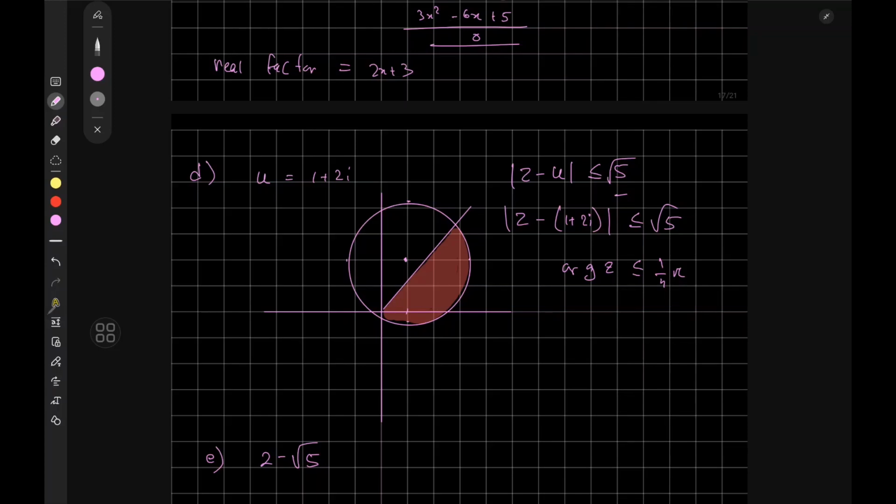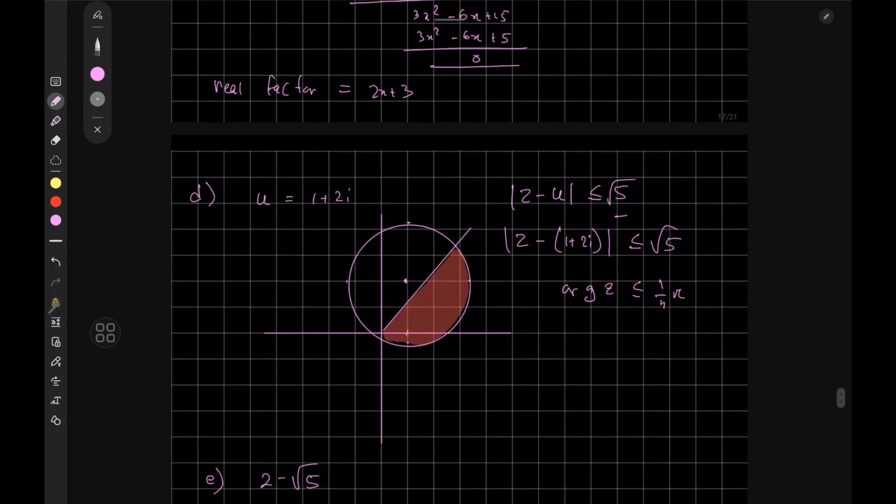After you do that, they are also giving you another inequality where the argument of z, meaning if z lies anywhere inside this circle, that z should make an angle of less than or equal to 1/4 of a pi.